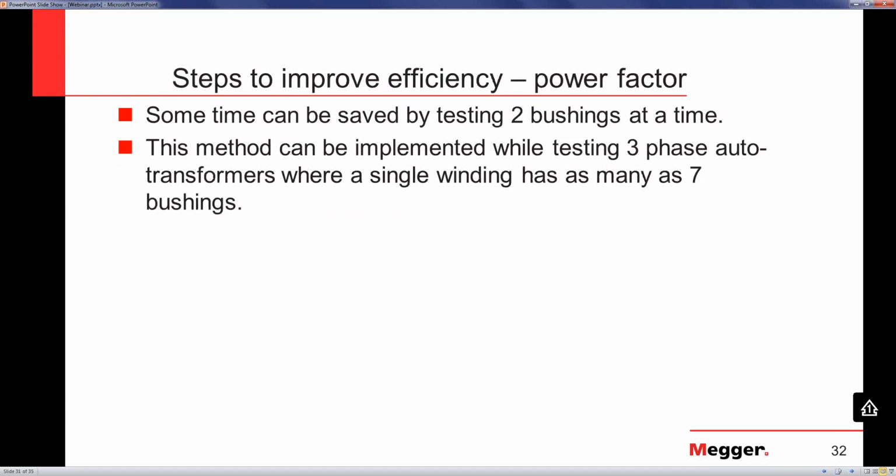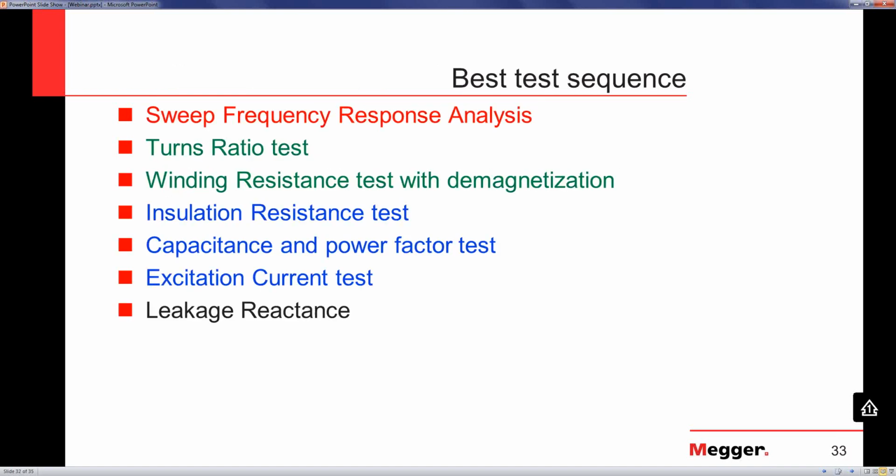As far as power factor is concerned, some time can be saved by testing two bushings at the same time. This method is especially useful while testing auto transformers, where you can have as many as 7 bushings on a single winding. So you'll have the 3 H bushings, the 3 X bushings, and the neutral bushing.